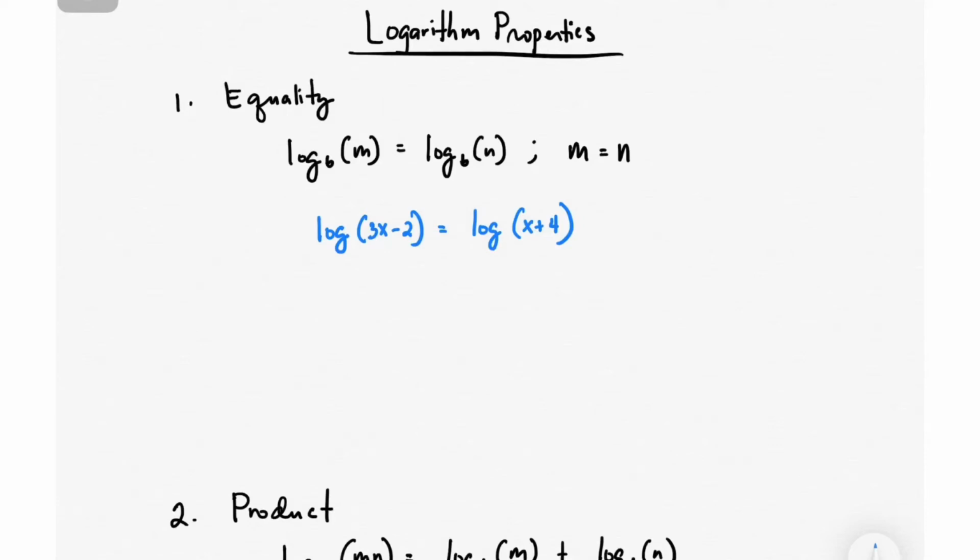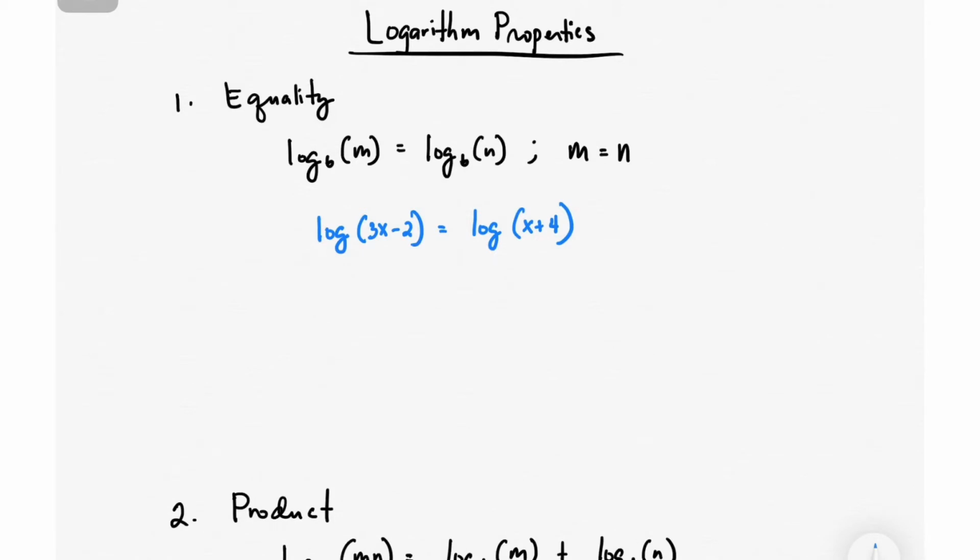Hello, in this video I'm going to talk about logarithm properties, and this is my second video on logarithms. I'll start with the equality property, which states that if you are given the equation log base b of m equals log base b of n, and from that equation you can see that the base is the same. So in that case, both m and n are equal.